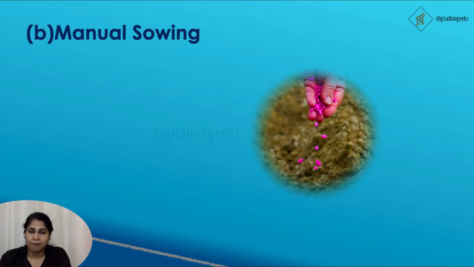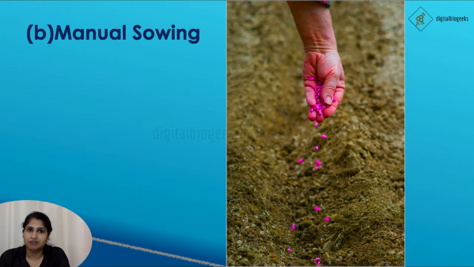Manual sowing. Manual sowing is done by the farmers by hand. But this is not a good method as the sowed seeds are not scattered evenly and they are scattered on the surface layers of the soil that can be picked by birds.